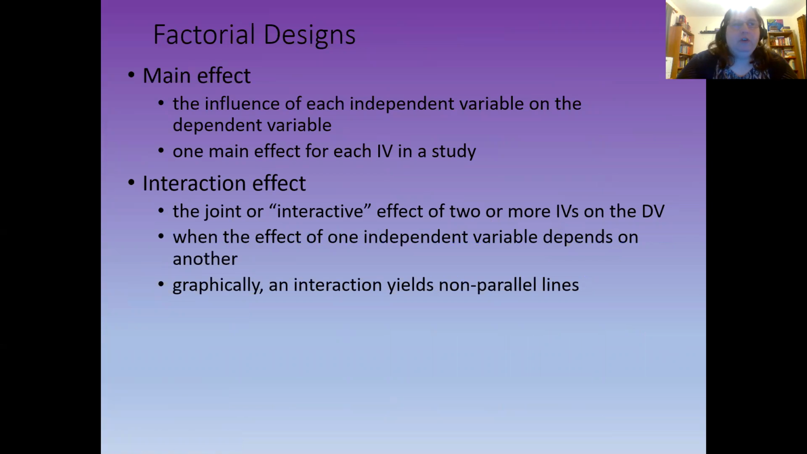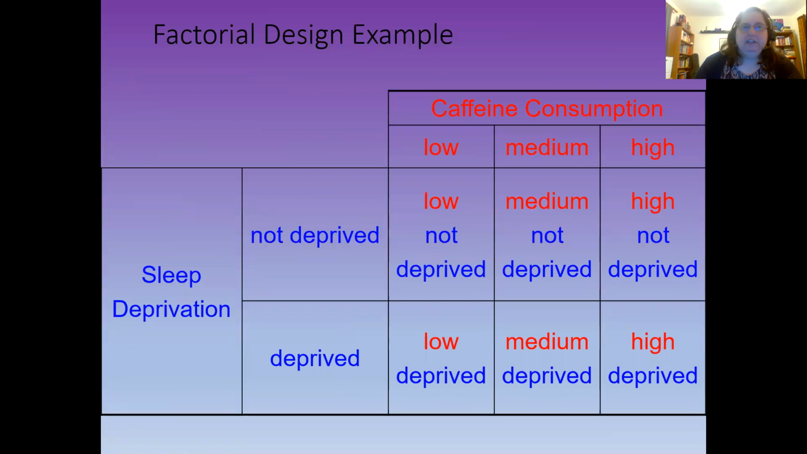So what we have now are some main effects and some interaction effects, at least some potential ones. The main effect is the influence of each independent variable on the dependent variable. And there's one main effect for each independent variable in a study. So looking back, we have a main effect for sleep deprivation. We'll see if there is a significant main effect. And we're looking for a significant main effect for caffeine consumption.